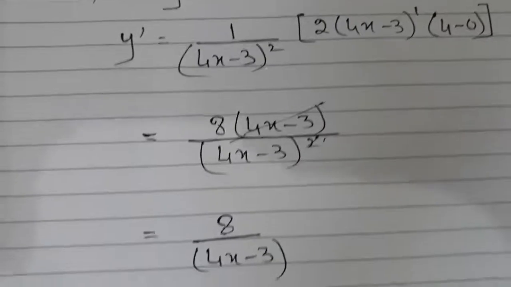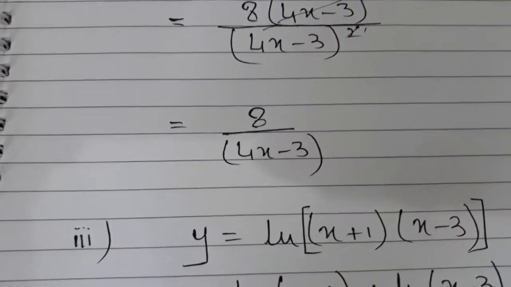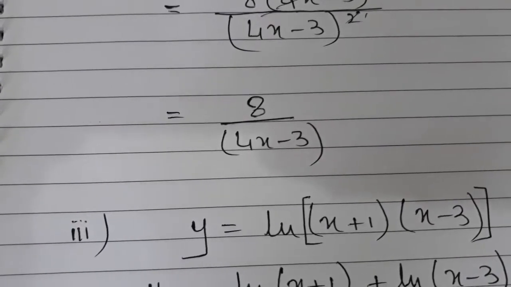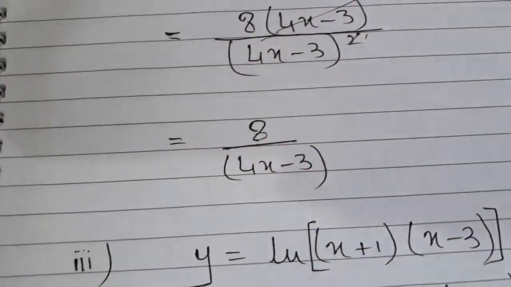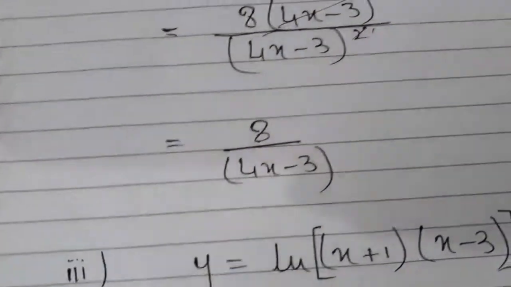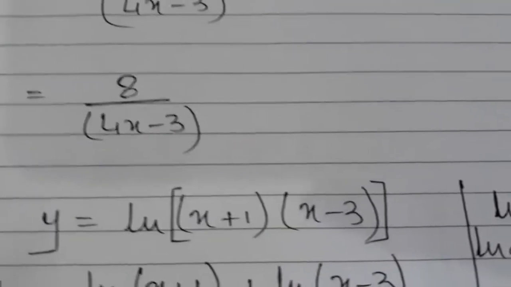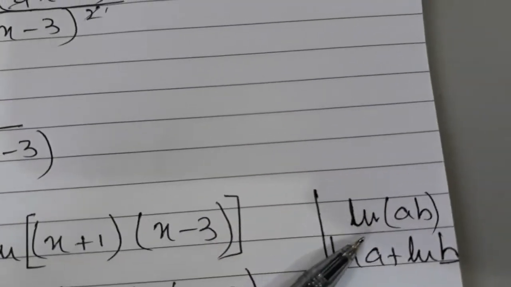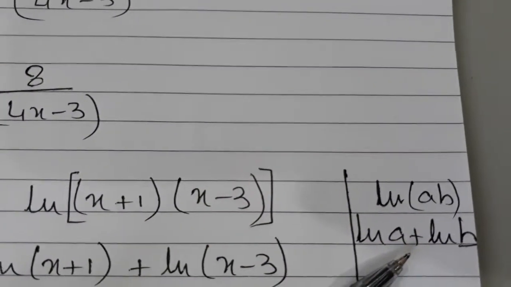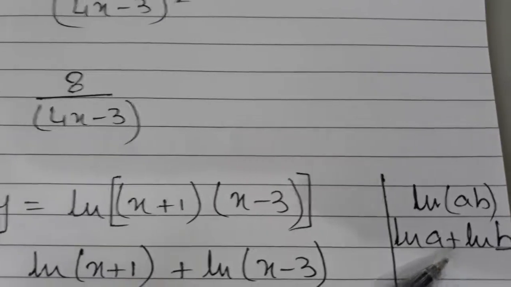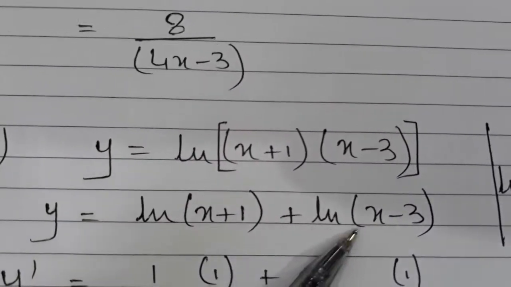Now the last question. Now this is the question given to you. Y is equals to ln x plus 1 times x minus 3. They are multiplying. If I want to do it exactly the way I have explained to you, there is no harm, but it will become little lengthy. So we will apply the concept of ln we learned earlier in chapter 1, which is this: if ln is multiplying two functions, we can write it separately like this with plus sign in between. So exactly the same thing I am doing here, ln x plus 1 plus ln x minus 3.